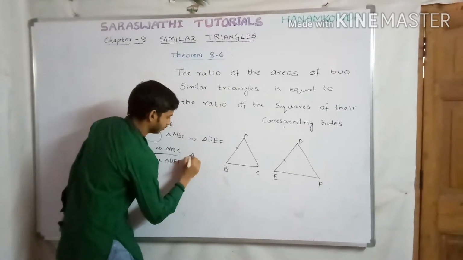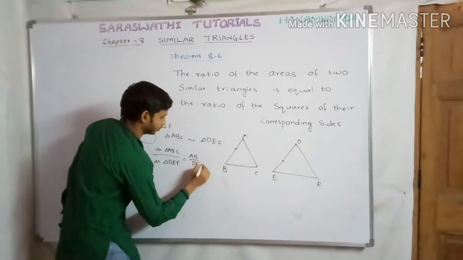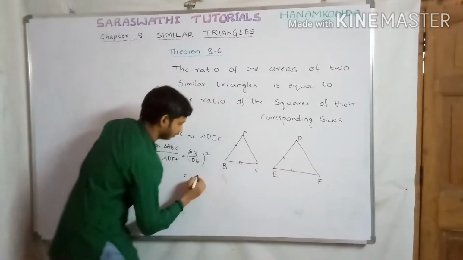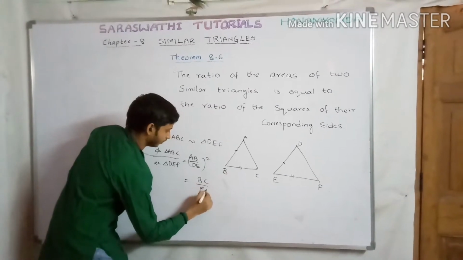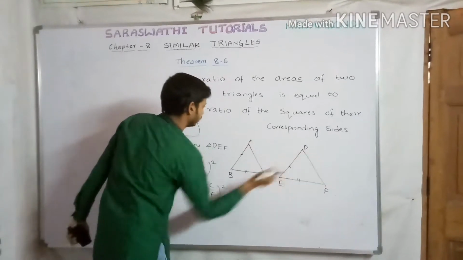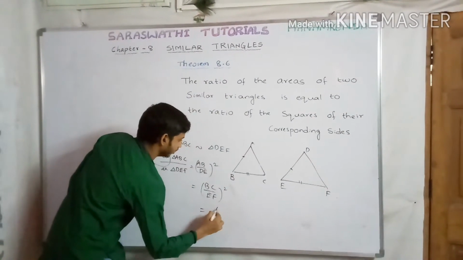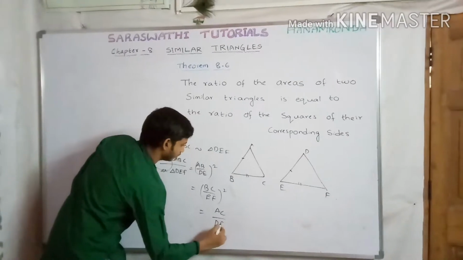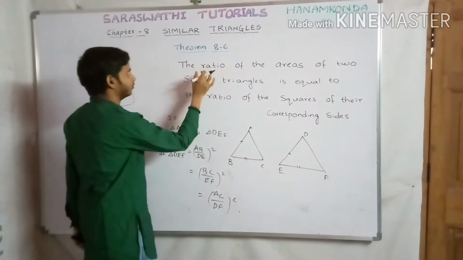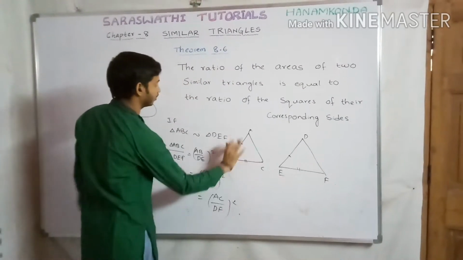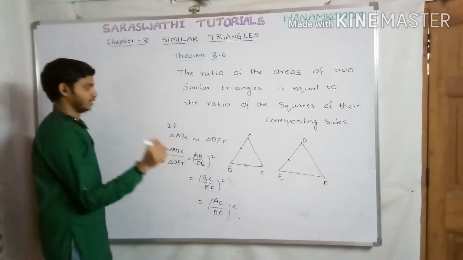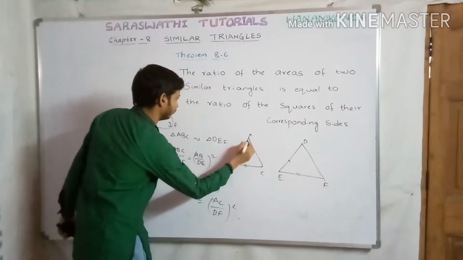It equals (AB by DE) square, or it may be equal to (BC by EF) square. BC and EF are corresponding sides. And (AC by DF) square. So this theorem, again I am explaining: the ratio of areas of two similar triangles is equal to the ratio of squares of their corresponding sides.